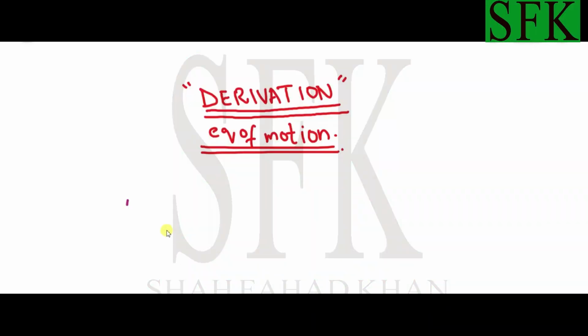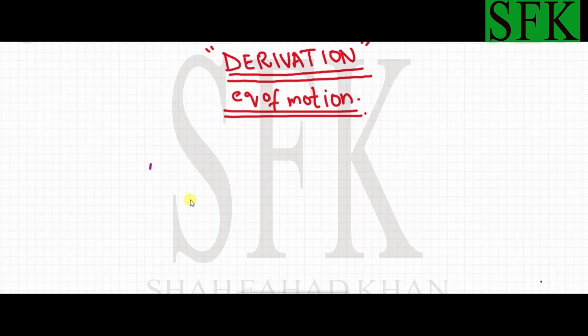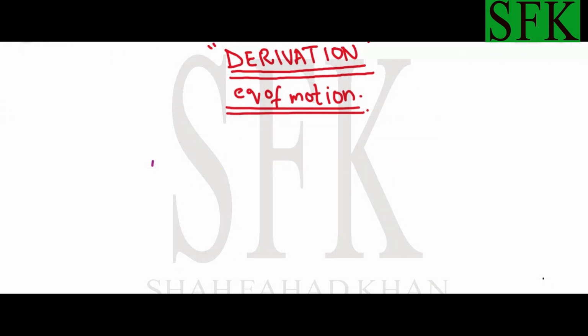Study about derivations. We are going to learn how to derive the equations of motion that we did in the previous video. Okay, first of all, the derivation is going to start from the definition of acceleration. Acceleration by definition is the change in velocity with respect to time. Change in velocity can also be written as v minus u upon t.